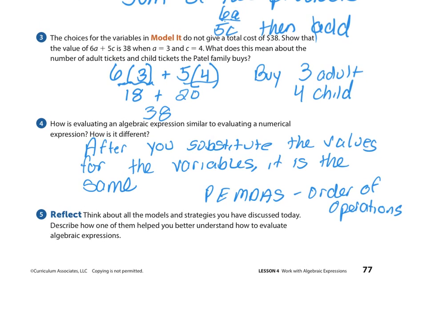Number 5 is for you. Think about all the models and strategies you have discussed today. Describe how one of them helps you better understand how to evaluate algebraic expressions. So think of all the things we've discussed, all the strategies, the pages they talk about, they analyze, the Model It. Pick a strategy for you. Pause the video, take a second, and write it here.